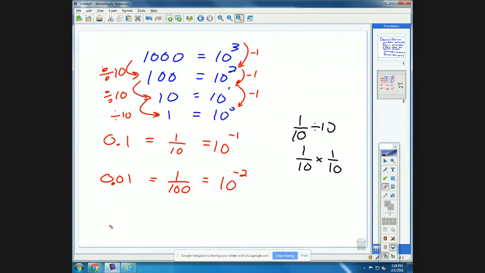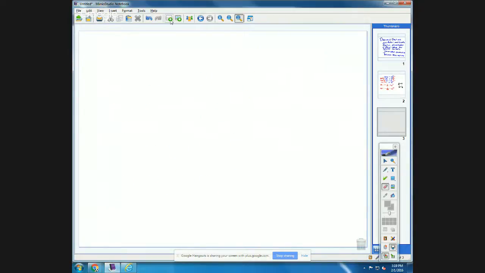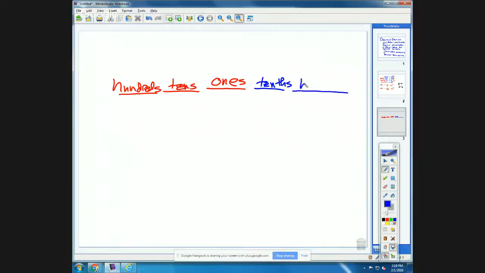So let's look at our number system in a slightly different way, and we'll come back to this. We have our 1s, we have our 10s, we have our 100s, and so on. And then going the other way, we have our tenths. We have our hundredths.